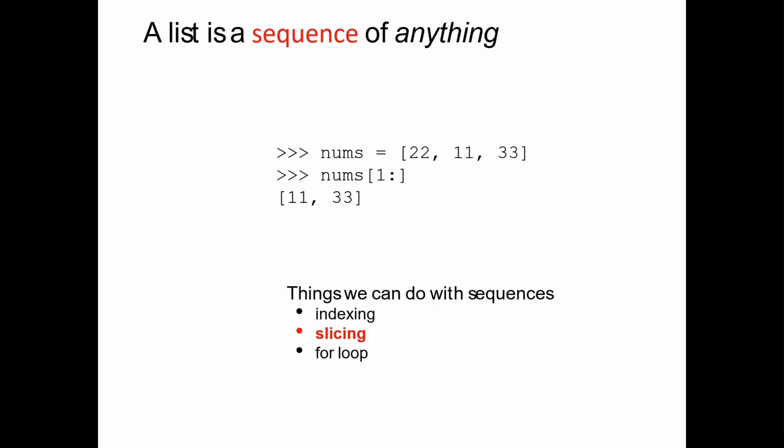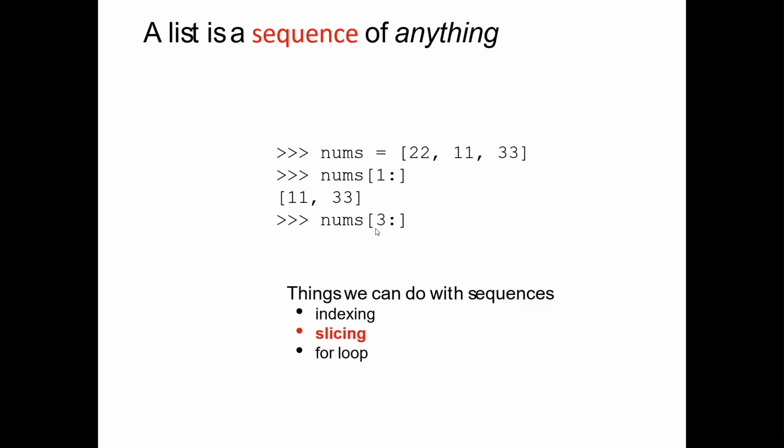All right. Next up, slicing. We can still slice just like we can with strings. So in this case, I'm going to be grabbing from item 1 all the way to the end. Remember, it starts at 0, so we're going to skip the 22. Item 1 is inclusive, so that'll grab the 11, and then the 33.